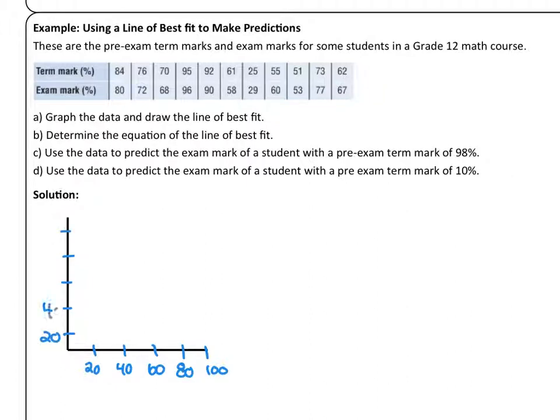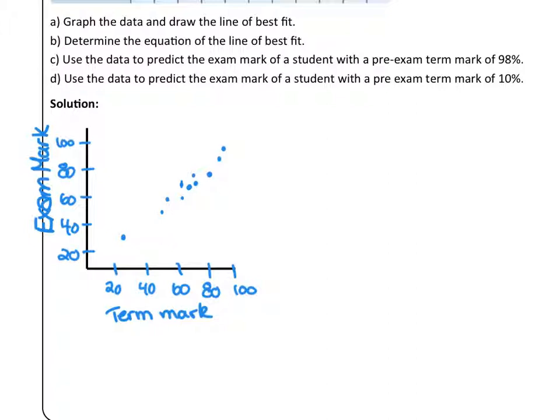And do 20, 40, 60, 80, and 100. Okay, so I graphed the points. Hopefully you guys tried to do the same, but they end up looking like this. Now, we've graphed the data, so we're going to draw the line of best fit. Since they seem to go in an upward position, I'm going to draw the line like this. Notice how it goes through most of the points or is really close to most of the points. So this is part A.